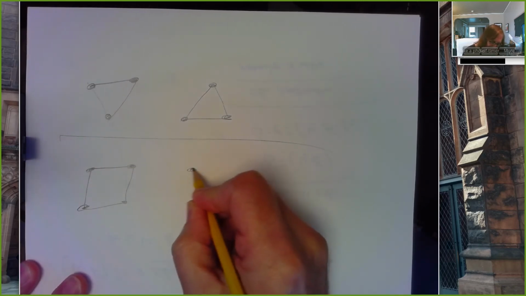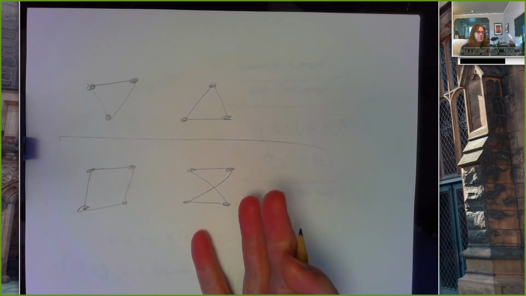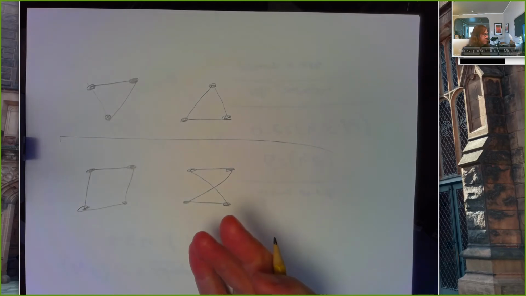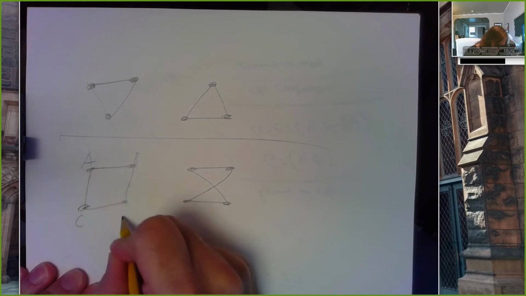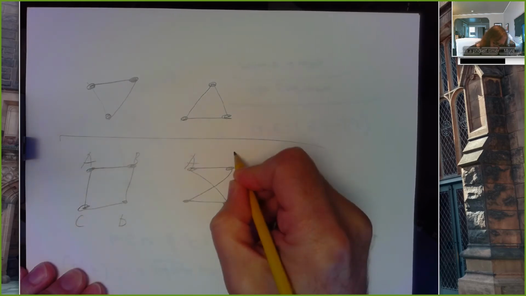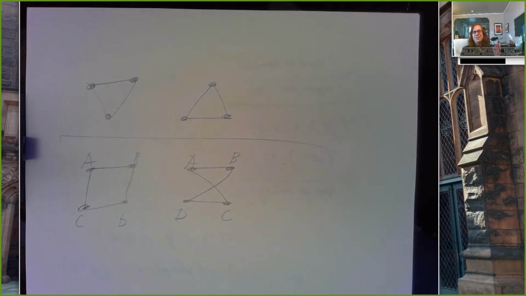And this graph is exactly the same graph as that one. I could label this A, B, C, D, and I could label this A, B, C, D, and they are completely identical. The same set of edges, the same set of vertices, the same connectivity of edges connecting pairs of vertices. Yeah, this does cause uneasiness.